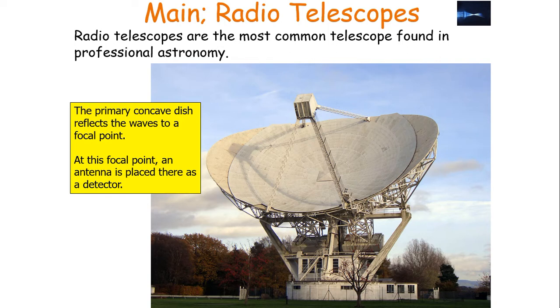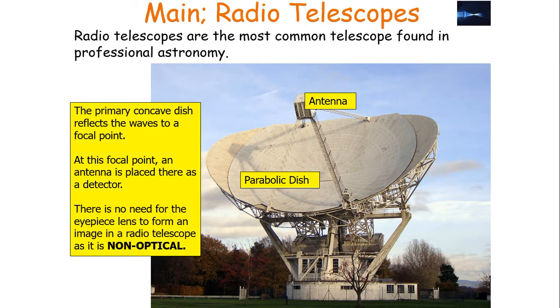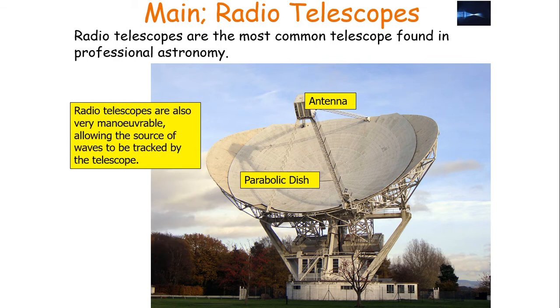Now, at this focal point, an antenna is placed there as a detector. So you've got your parabolic dish, which reflects the radio waves, and your antenna, which is there to detect the actual image which is formed. Now, unlike the Cassegrain arrangement, there is no need for an eyepiece lens in a radio telescope to form an image because it's non-optical, so you don't need that lens there to form an image for the detector.